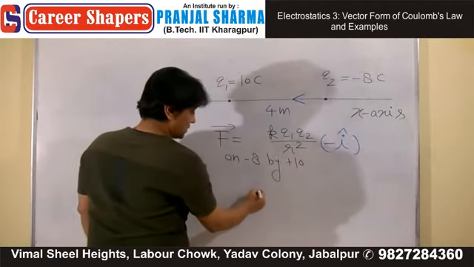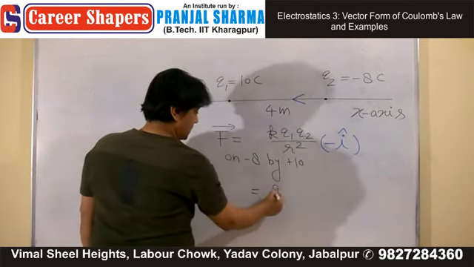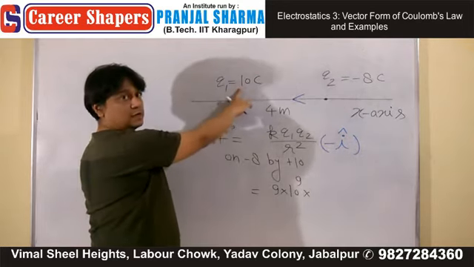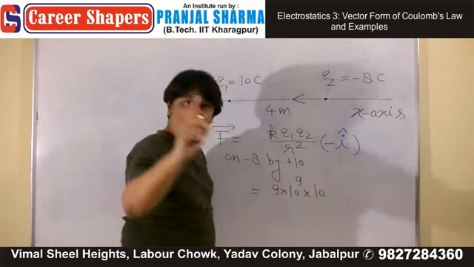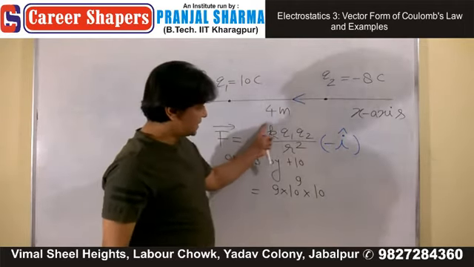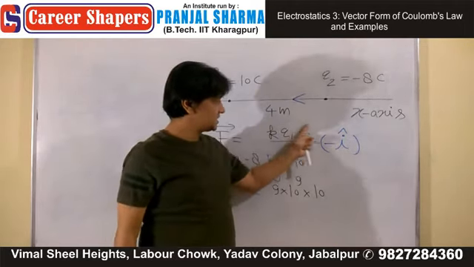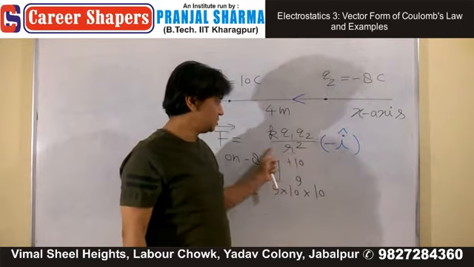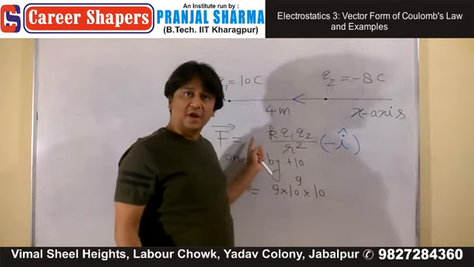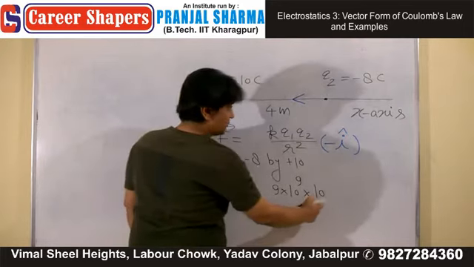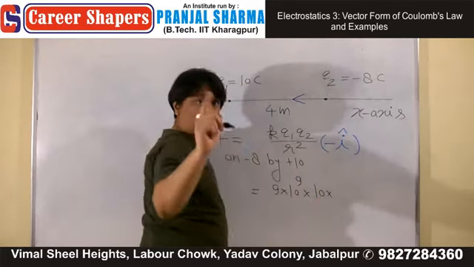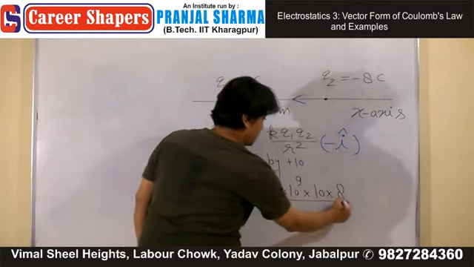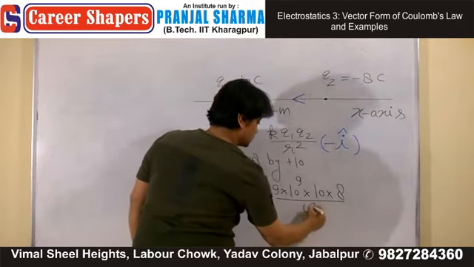Now, what's the value of k? 9 into 10 to the power 9. What is the value of q1? 10. Now pay attention. I told you that this is the magnitude, and this is the direction. If this is the magnitude, then this is q1, q2 should be 8, divided by r, 4 square.